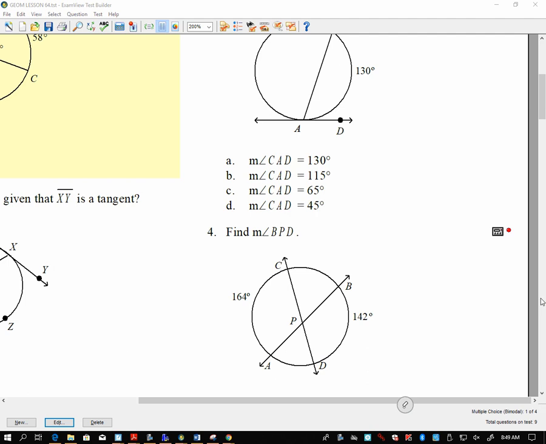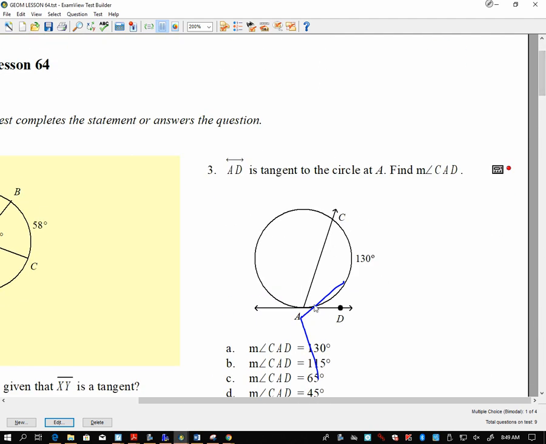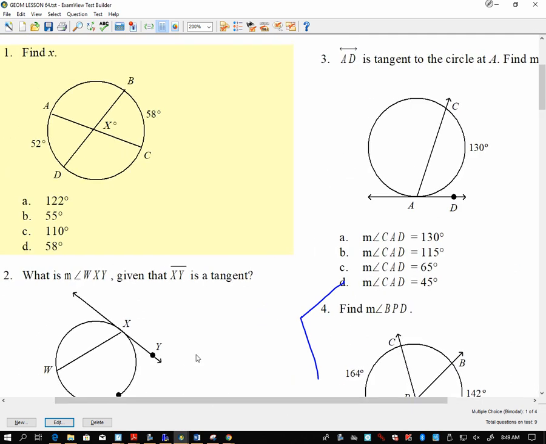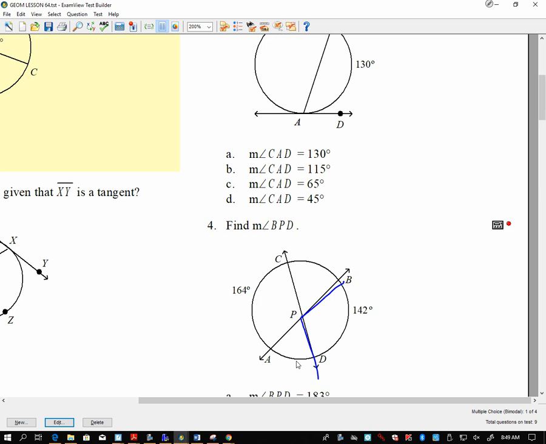Okay? Jordan, what are you going to do to find BPD? BPD. Take half of what? Okay, the problem is that question number 4 is not the same rule as question number 3. These things look different, so they are not the same. So we're not taking 142 and dividing by 2. Okay. Maddie, you got your hand raised. Perfect. 164 plus 142 divided by 2. Find the average.